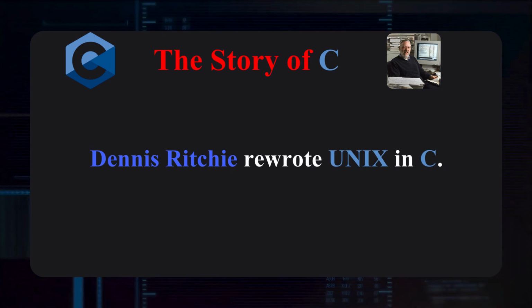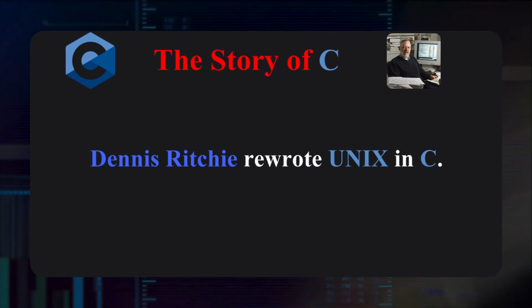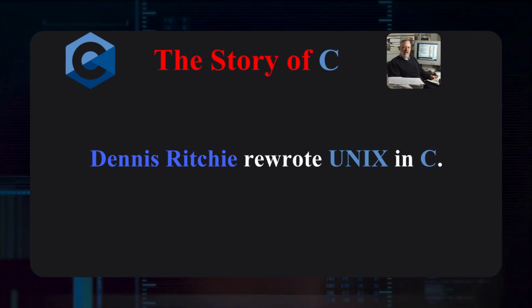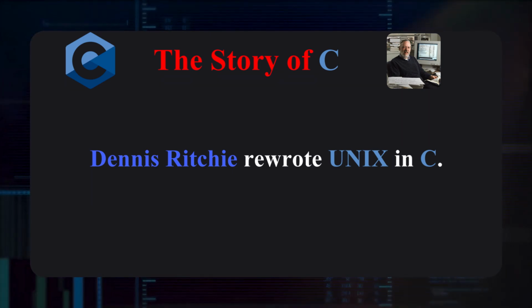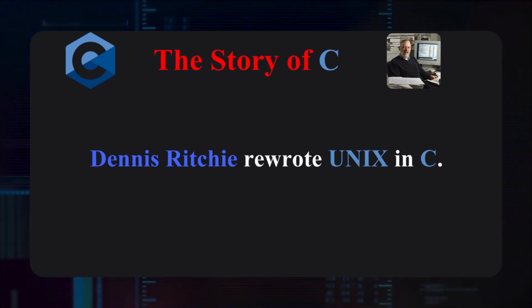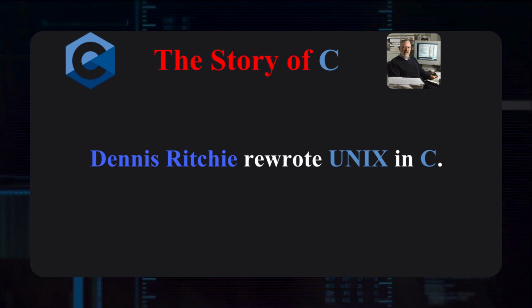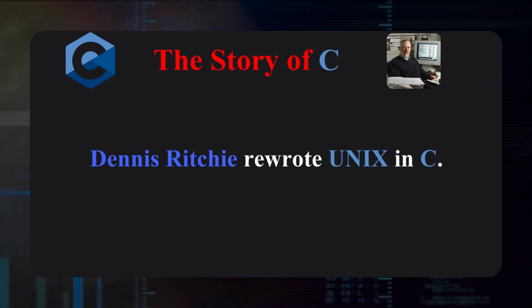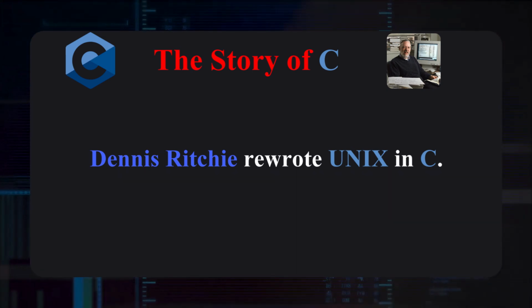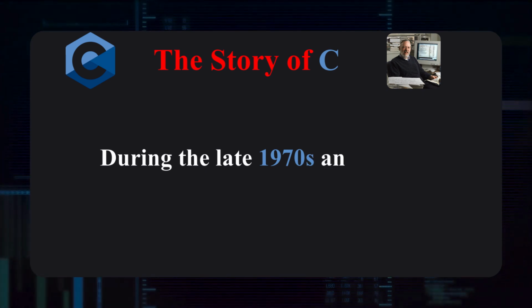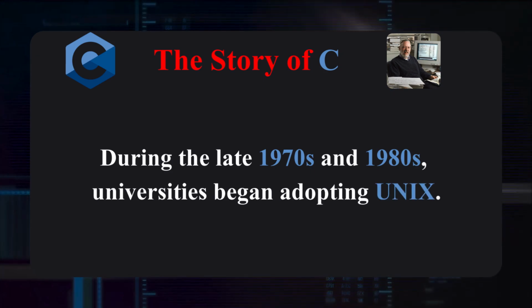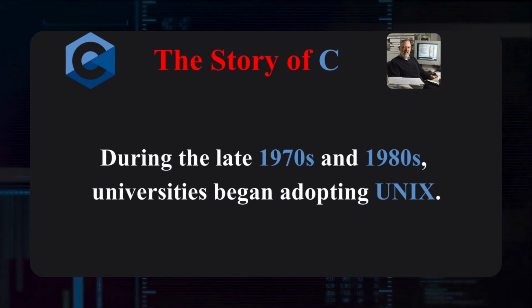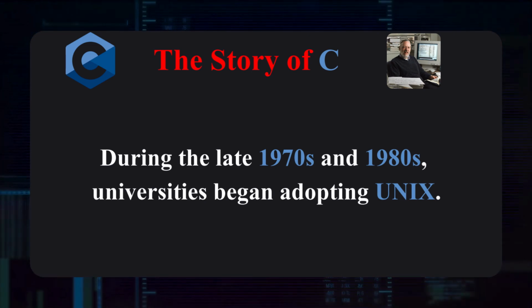This was a revolutionary decision, because it meant UNIX could run on different machines, software became portable, and operating systems no longer had to be hardware specific. This was the first time an operating system was written in a high-level language, and it changed everything. During the late 1970s and 1980s, universities began adopting UNIX. Since UNIX was written in C, students learned C to understand and modify the system. C became the language of serious programmers.